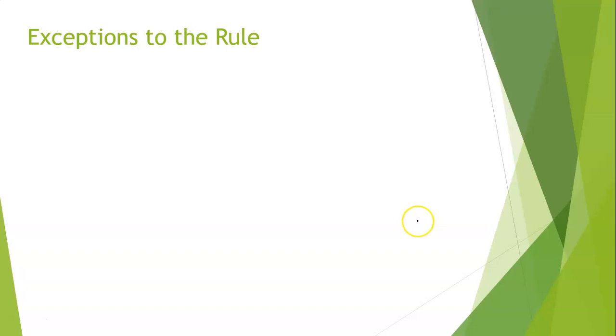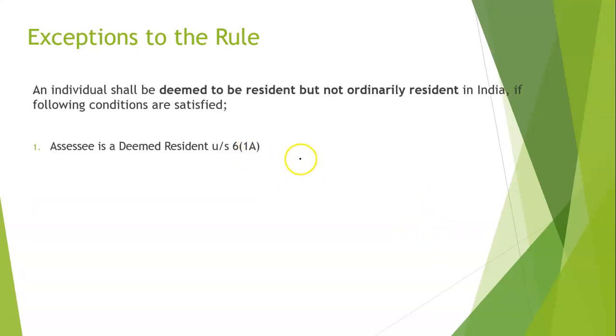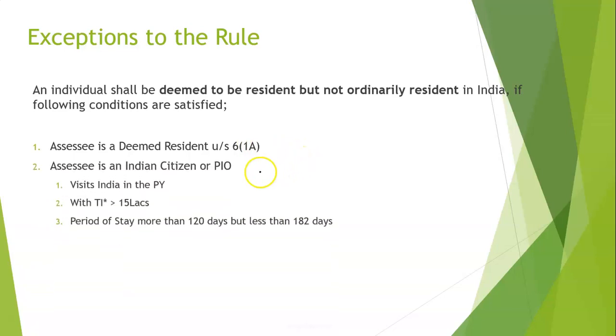For two categories of SSEs, you will always have them as an RNOR, regardless of them satisfying 6.6 or not. Let's check who these two SSEs are. Number 1, deemed resident, section 6.1a. Number 2, assessee, an Indian citizen or person of Indian origin visiting India in the previous year with total income exceeding rupees 15 lakhs, where period of stay exceeds 120 but less than 182.